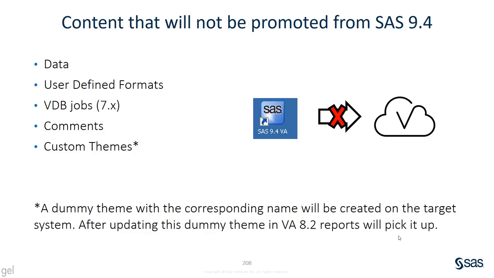So content that won't be promoted, I mentioned data. We've looked at user-defined formats, right? The user-defined formats are not part of this process, but we've already shown you how to import them to the target environment from the SAS catalog. VDB jobs are not supported. Comments are not supported. Any custom themes you had in VA are not completely supported, but it does create a dummy theme in 8.2 that you can then edit. So it tries to get you close to what you want, but they're not fully supported.